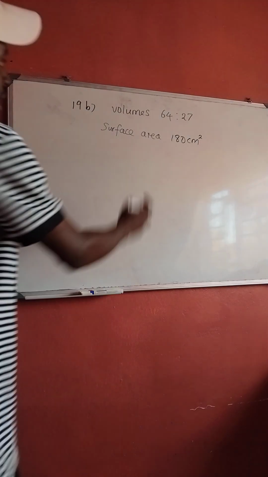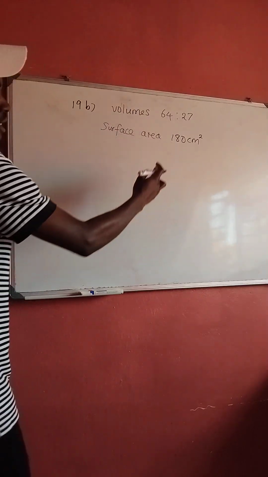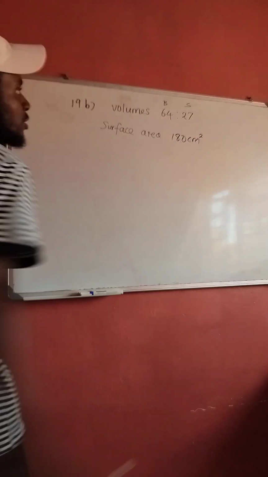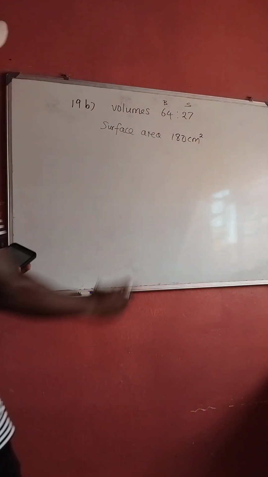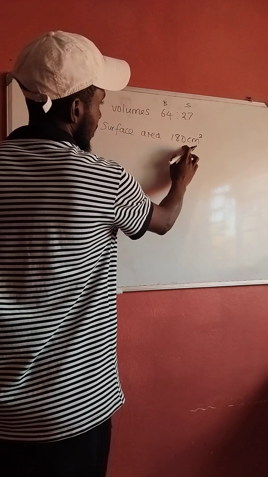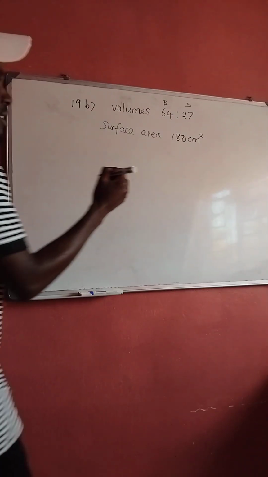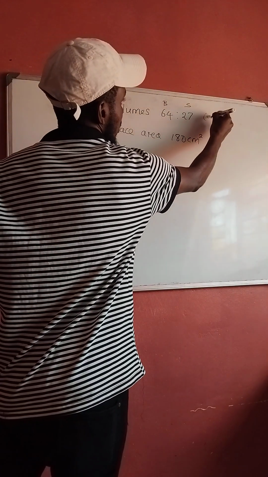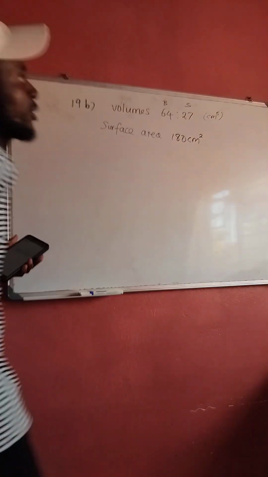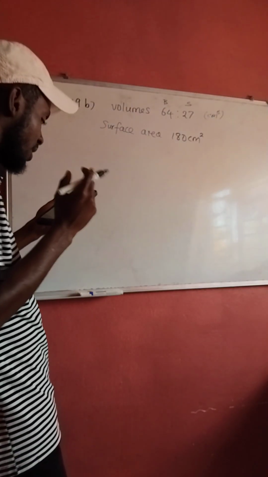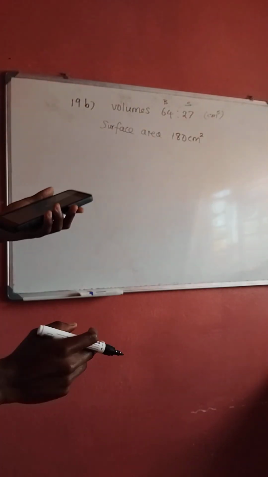Okay, so looking at the numbers, 64 is bigger than 27, so this is the bigger solid and this is the smaller solid, okay? But then area goes with power 2, square centimeters, right? But volume is cubic centimeters, power 3 for volume, okay? So now we want to find the surface area of the bigger solid.